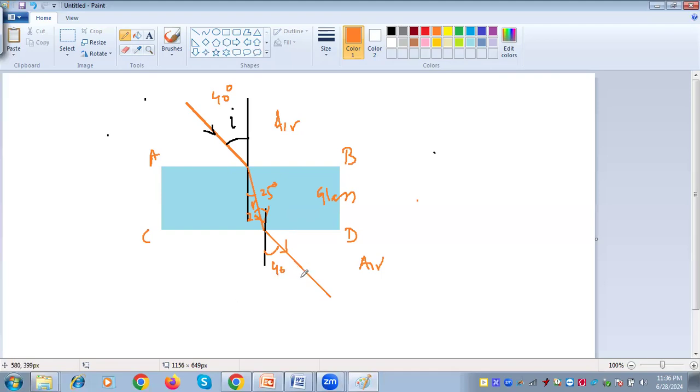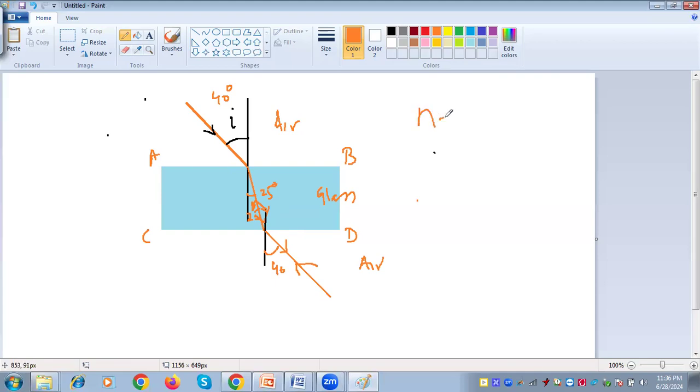So here, when the ray enters the opposite way, the direction is changed. If it is entering from air to glass at 40, it will refract at 25 degrees. Same angle. Okay. So this is the reversibility of light.